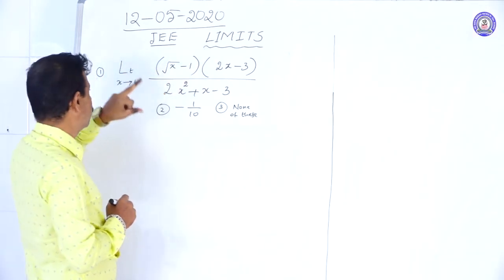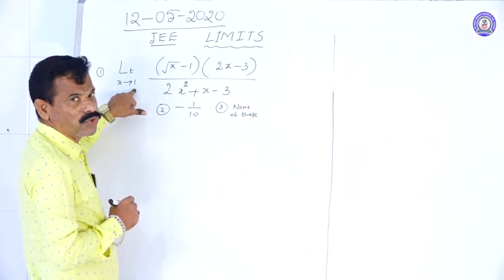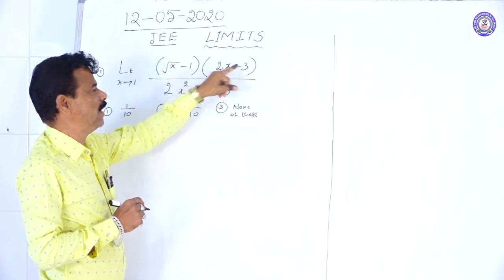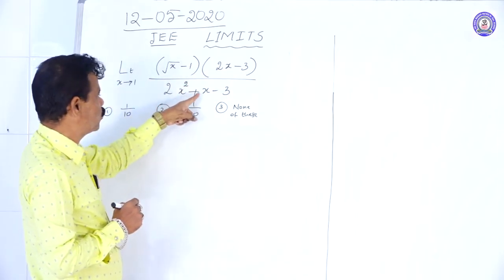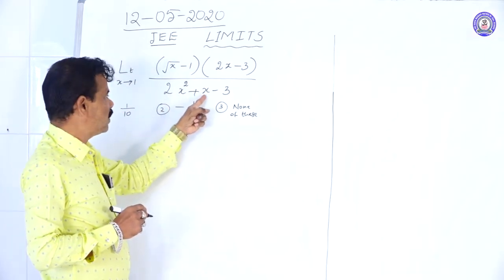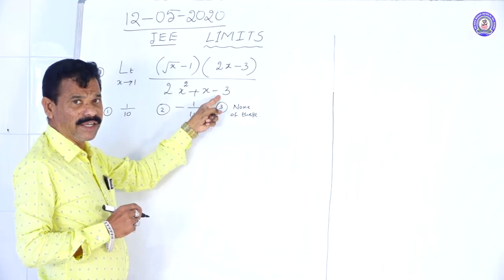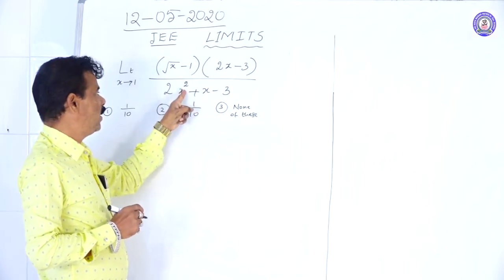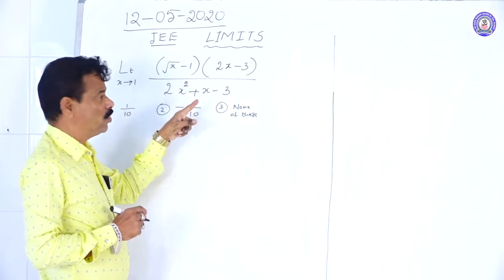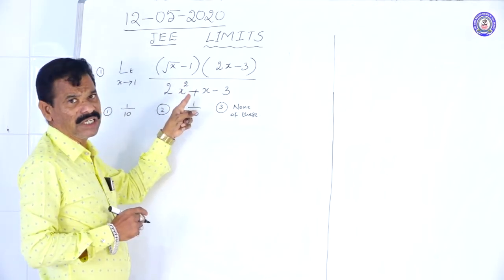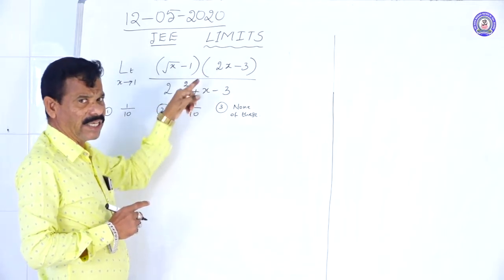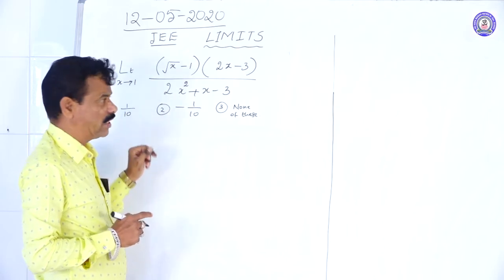Limits topic. First problem: limit x tends to 1, (root of x minus 1) multiplied by (2x minus 3), divided by (2x square plus x minus 3). Here 2x square plus x minus 3 is the quadratic expression, so it has two factors. We find the two factors, and check whether any cancellation is there.